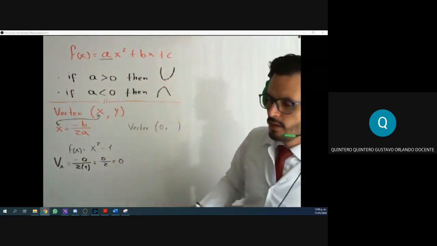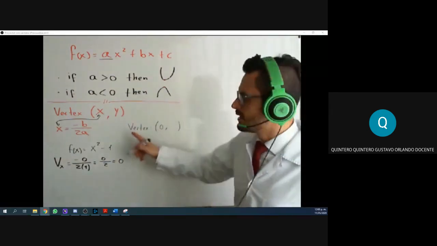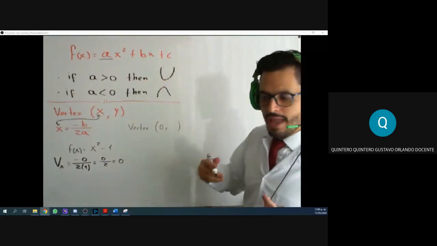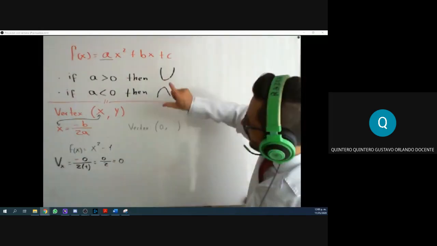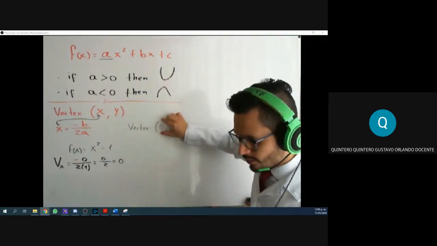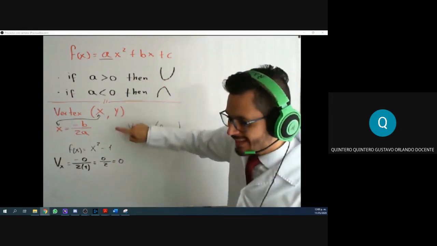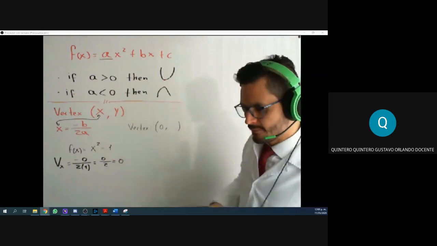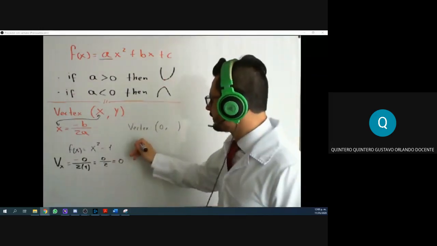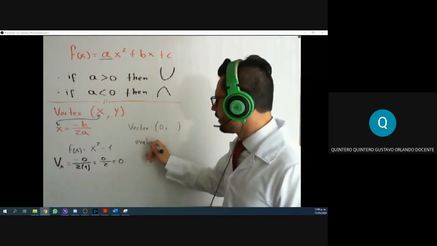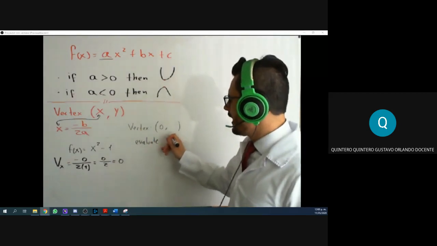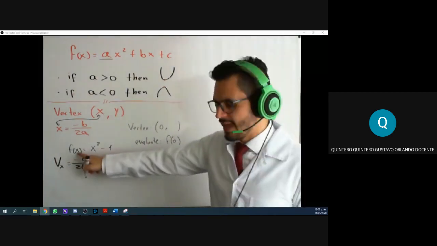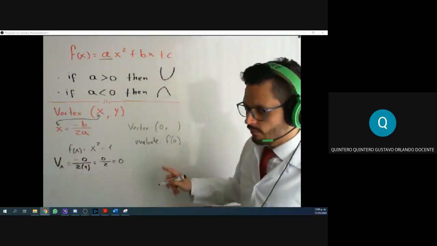The problem is, all right, we have the x coordinate because of the formula, but how do we find the y coordinate? What do we do? Absolutely simple. Now that you have the x value, you are going to take it and replace it in the original function, in the f of x. What you want to do is evaluate. You want to evaluate f of 0. That means instead of the x, write a 0.